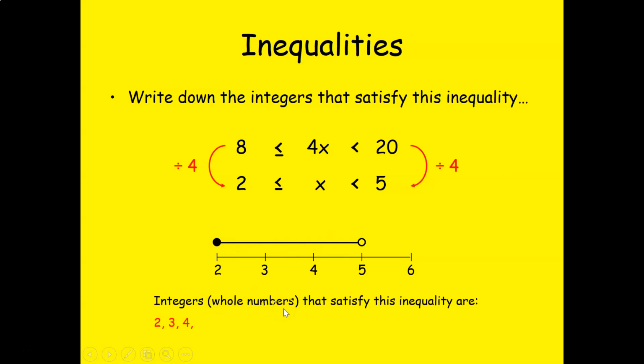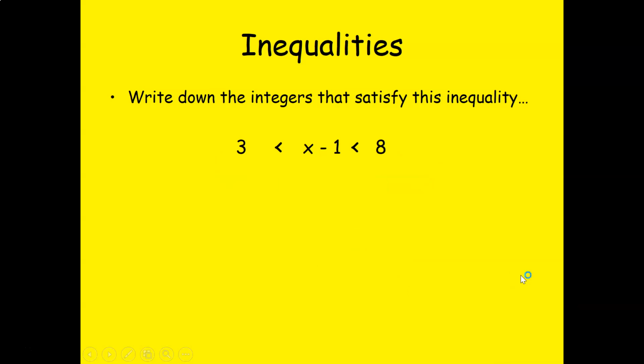Integers, whole numbers that satisfy this inequality are 2, 3, and 4. We will not include 5 because there is no equal sign and it is a circle. It's not a solid dot. And the notation is a solid dot, bracket, 2, a circle, 5 parenthesis.